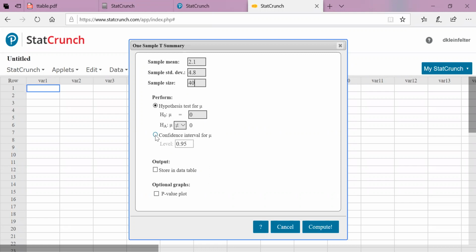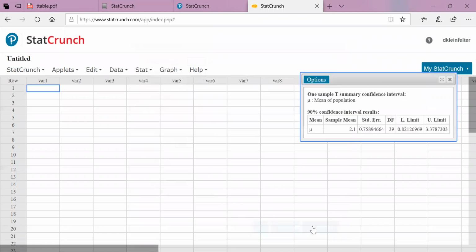And then click the radio button to get confidence interval, and you'll want to change that to 90. We wanted a 90% confidence interval. Click on compute, and there we have it. The lower limit was 0.821, and the upper limit was 3.37.